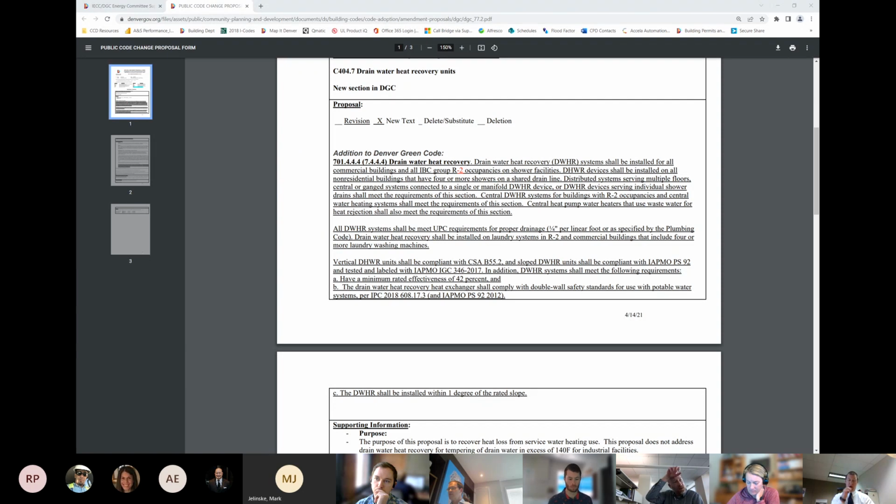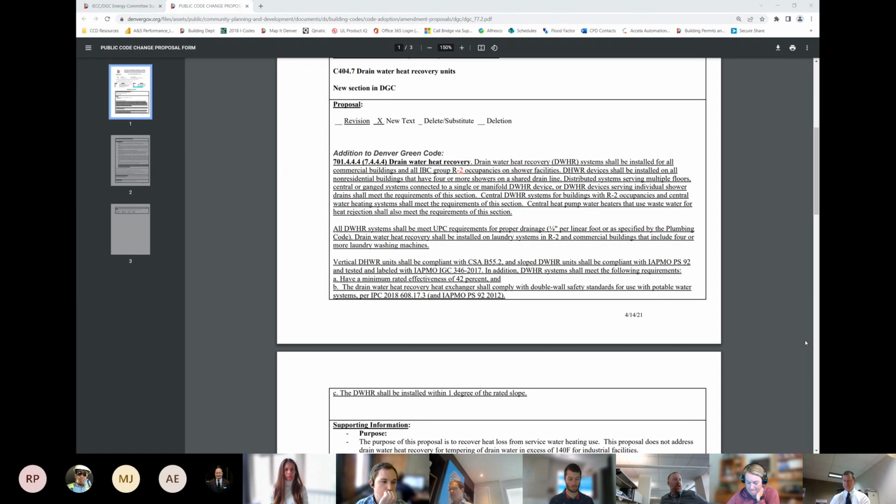Then continuing down, there's all domestic heat recovery systems shall meet the UPC requirements. That should be the IPC requirements. The UPC is California.